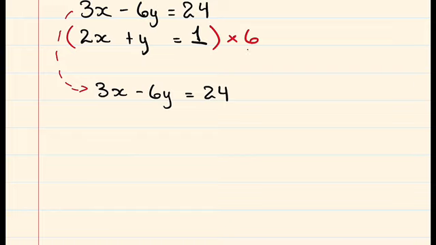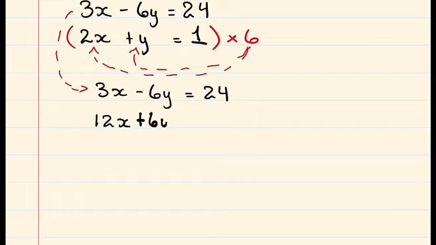So 6 times 2x equals 12x. And again, 6 times 1y equals 6y. And finally, 6 times 1 equals 6.